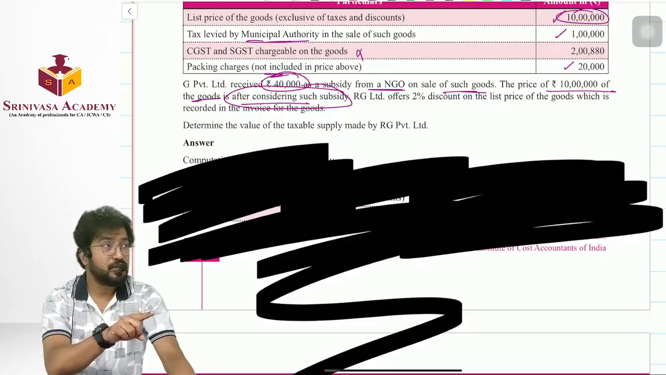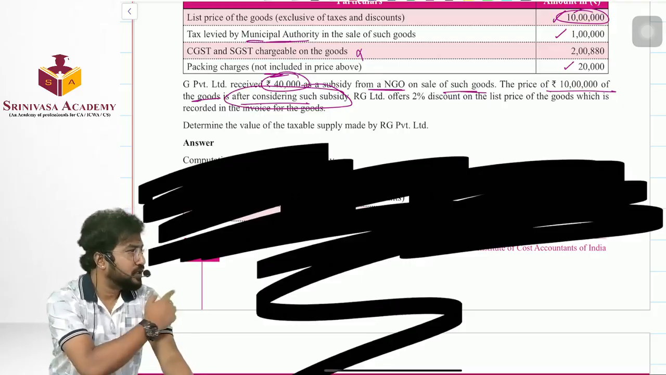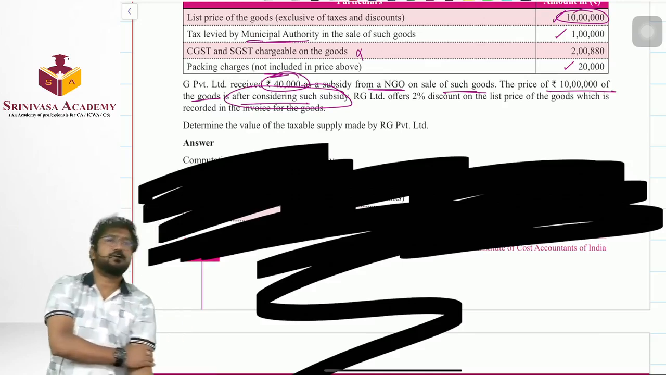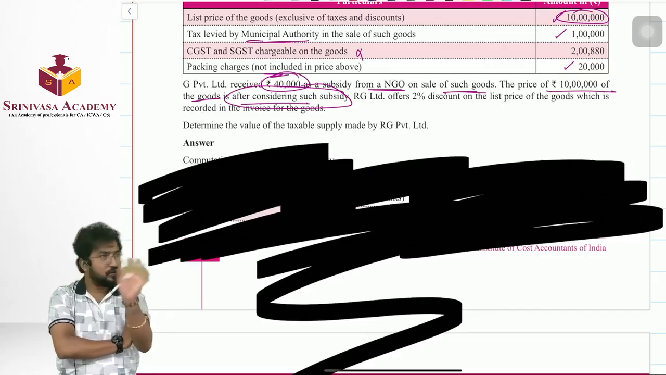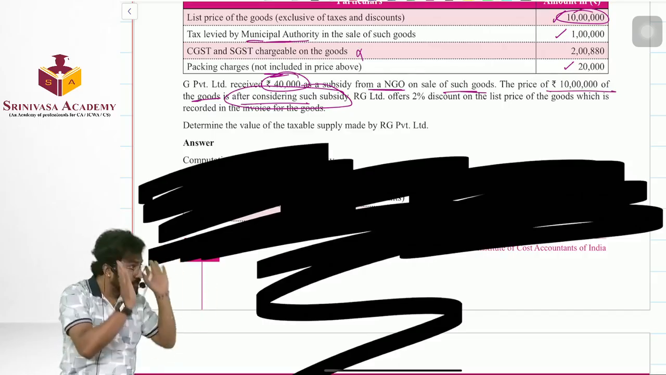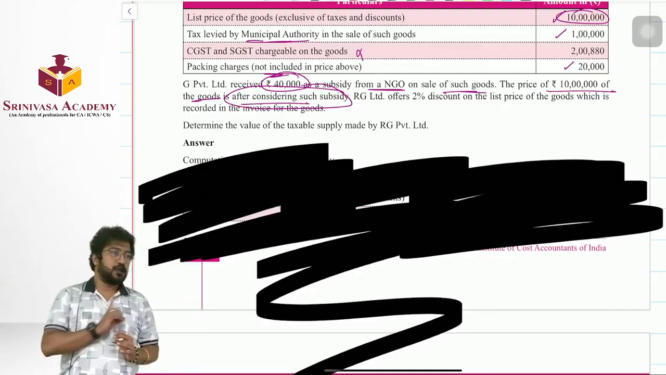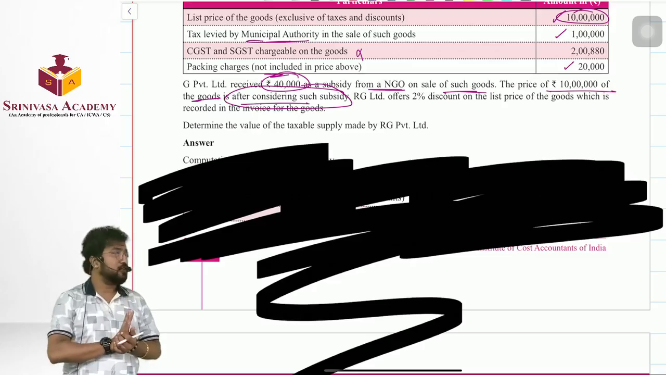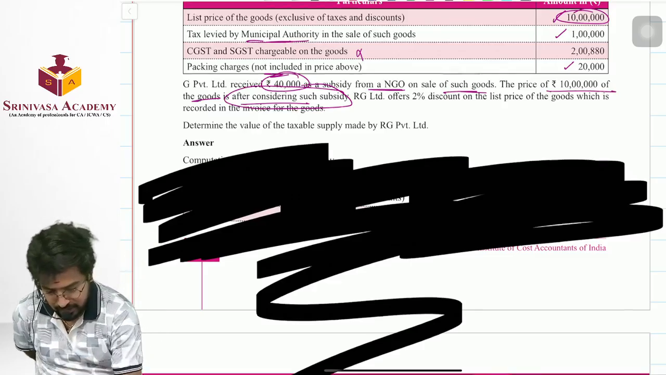After including is different, after considering is different. Clear? So here it is after considering. That means it is already included there or not included? Not included. I know I will get 40,000 subsidy, I am considering that fact and telling 10 lakhs. After considering is different, after including is different. For you, the spoon feeding is here.